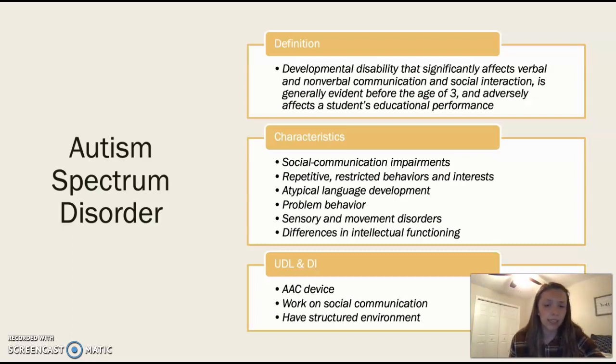Some UDL and DI strategies. One mentioned in our book was an AAC device. If they are mute, helping them to express what they are thinking using that. Working on the social communication, as I mentioned, and then a lot of times having a structured environment is very helpful, as this is something that they do struggle with.